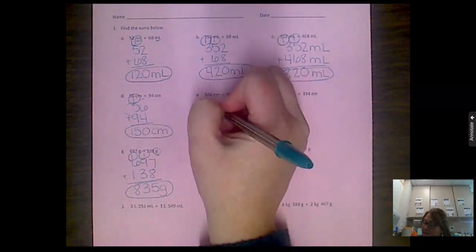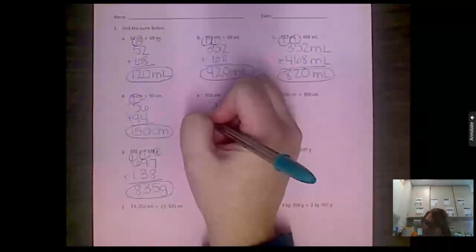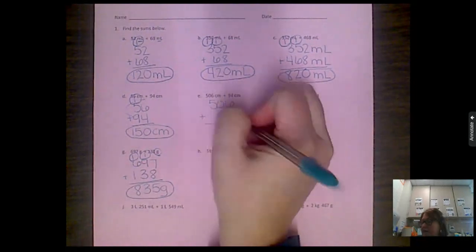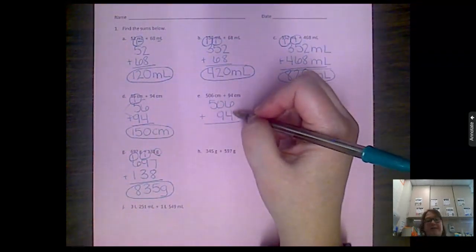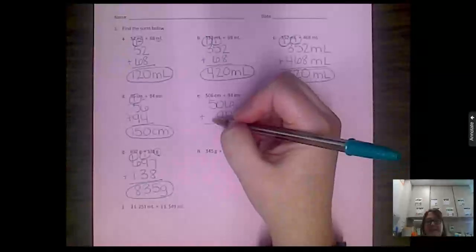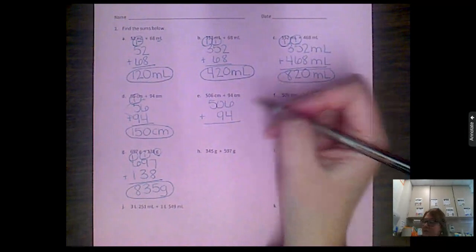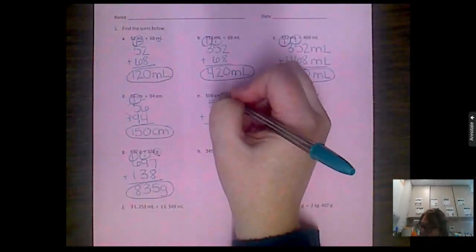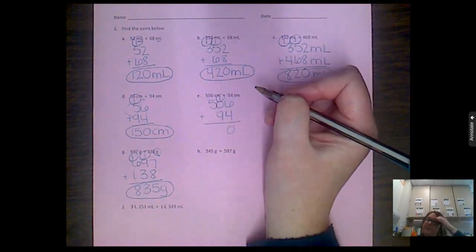All right, so 506 plus 94. Make sure that the 4 is under the 6, that we have that lined up in the ones column. The 9 is under the 0 in the 10s, and then there's nothing there for the 5, right? So 6 plus 4 makes a 10. So 0, carry the 1. And I always circle that so we don't forget it up top.